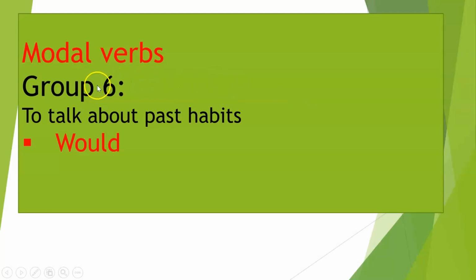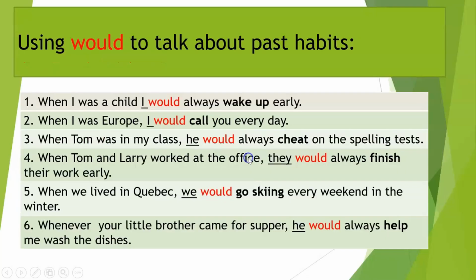But for now, let's take a look at use number 6, which is to talk about past habits. And for this, we can use the modal verb would. So we can say, for example, when I was a child, I would always wake up early.